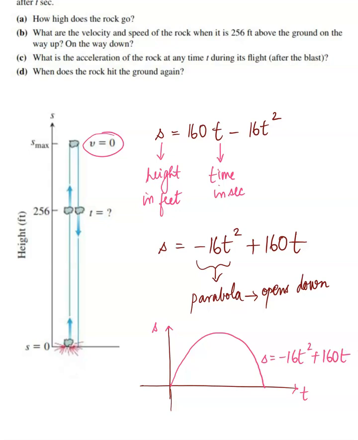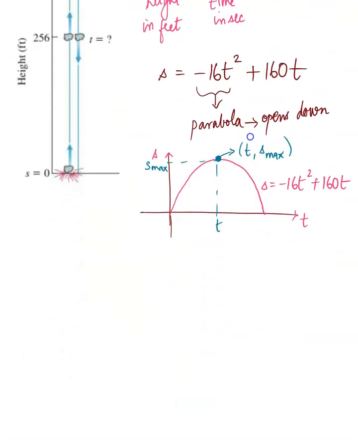Because it opens downwards, we do know that the vertex, the highest point of the graph, would be that. And that point corresponds to S max, because the vertex is going to be t comma S max. For some time t, it's going to hit a maximum height. So that is what we need to figure out when it says how high does the rock go. We know that our focus is on finding that S max. Okay. So let's talk about part A then. We just reasoned out that S max is how high the rock can go.